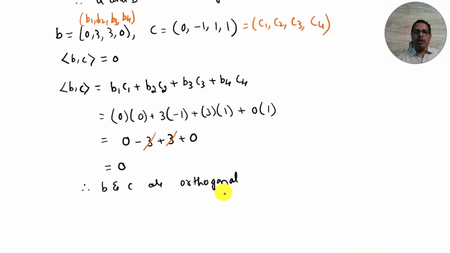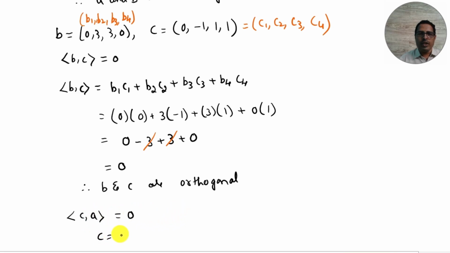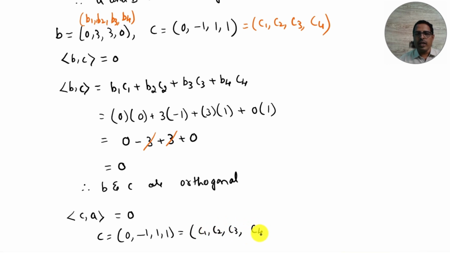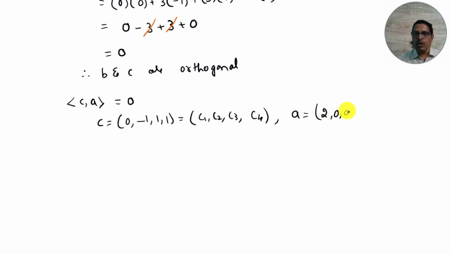But further, we have to take one more combination, that is C and A. So if we take CA, the inner product CA should be equal to 0. We know C is 0, minus 1, 1, 1. This is nothing but C1, C2, C3 and C4. Then you have vector A, that is 2, 0, 0, 0. This is A1, A2, A3 and A4.